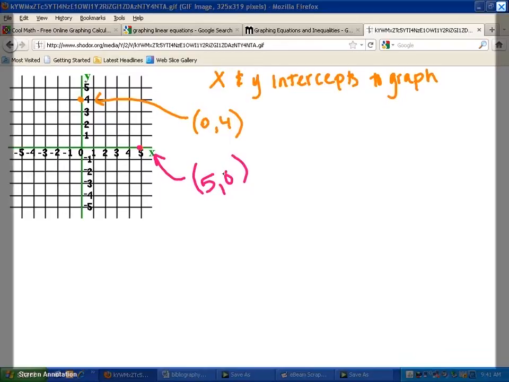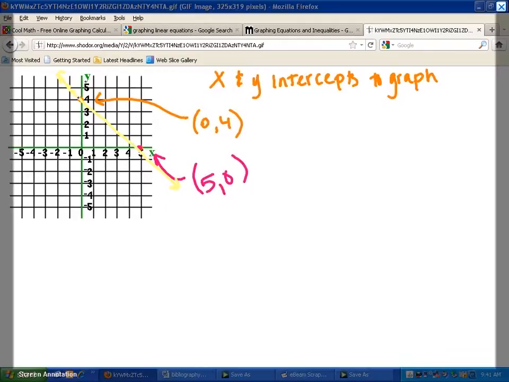Yes? We're good? Now guess what? I can make a line, because any 2 dots represent a line. So by having 2 points, I can make a line. But they want us to graph using these 2 specific points. They don't want us to just plug in any numbers. They want us to use only the x-intercept and the y-intercept.